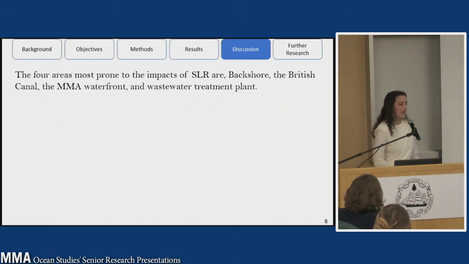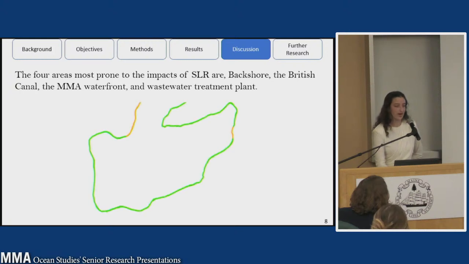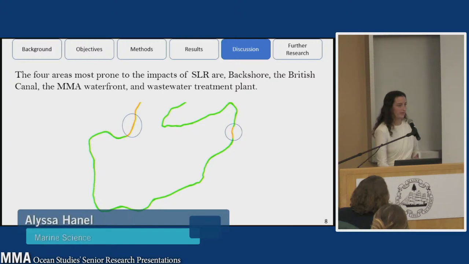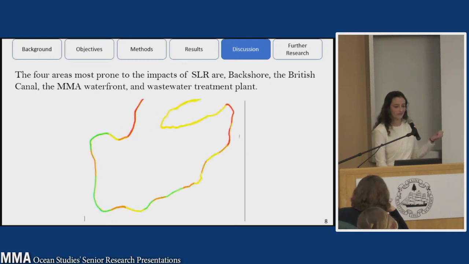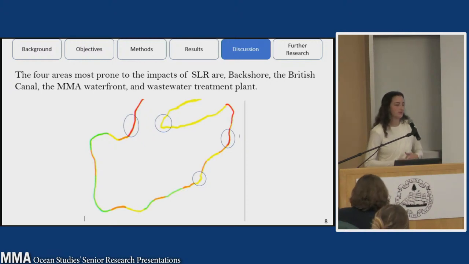So basically, I determined that areas that are at moderate risk or more are areas that are more likely to flood and inundate over time. So for that reason, I determined that the four areas most prone to the effects of sea level rise in Castine are the backshore and the wastewater treatment plant for sure, because in each scenario, they were at least at moderate risk or more. And then we get to the mean case scenario, and now we are seeing areas such as the waterfront and then the British Canal also showing up as moderate risk or more. And then, just for reference again, we have the backshore showing up as very high risk, and then we have wastewater treatment plant very high risk, and then we have our waterfront and British Canal that are showing up as high risk. These areas are also really important because of socio-economic reasons in Castine, especially the British Canal being the only road in and out of Castine, it provides transportation.